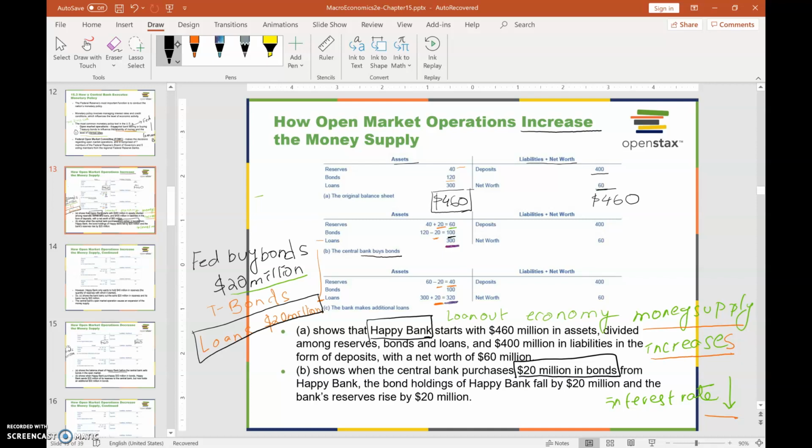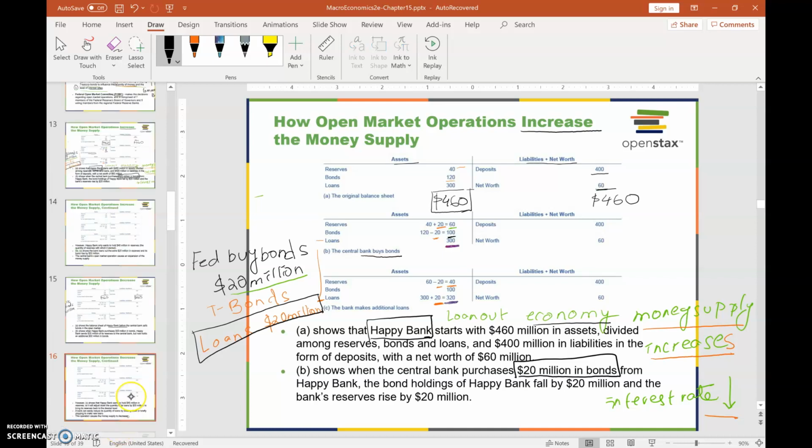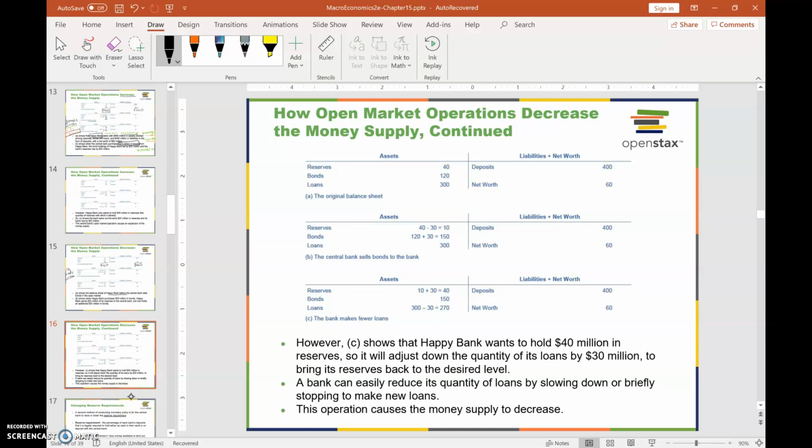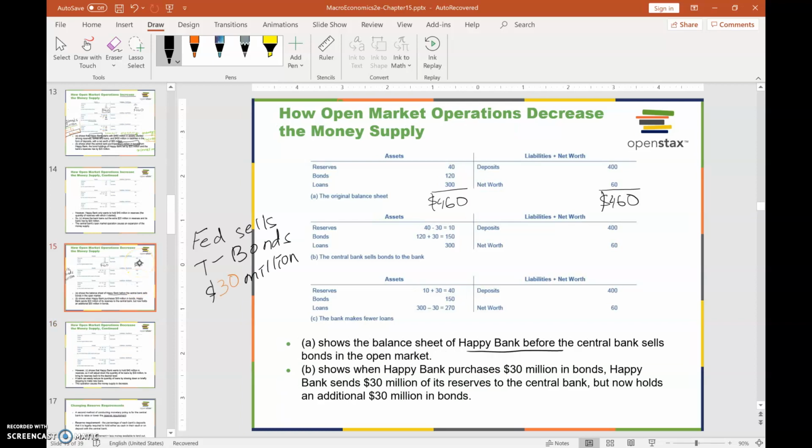So the extra $20 million the commercial banks are getting from the Federal Reserve Bank, they're gonna loan out to the economy, which will increase money supply and reduce interest rate. Hope this makes sense. Now we are gonna look at another situation where the Fed will decrease money supply.